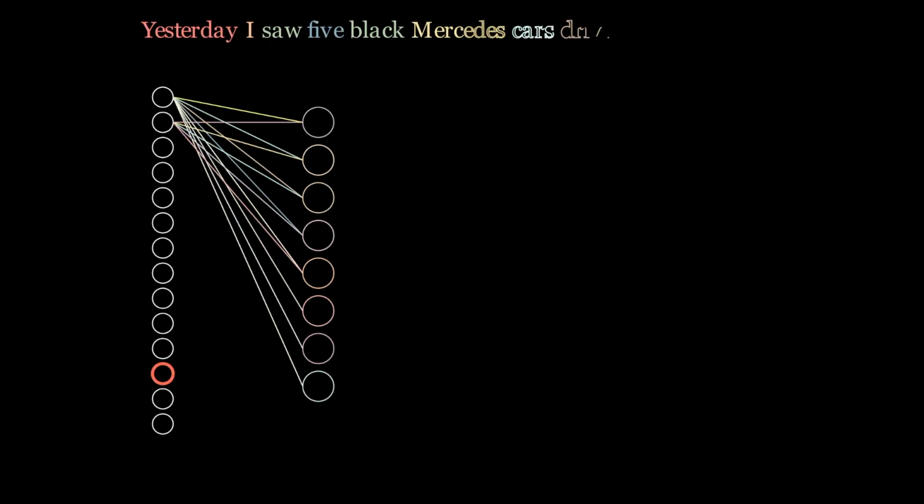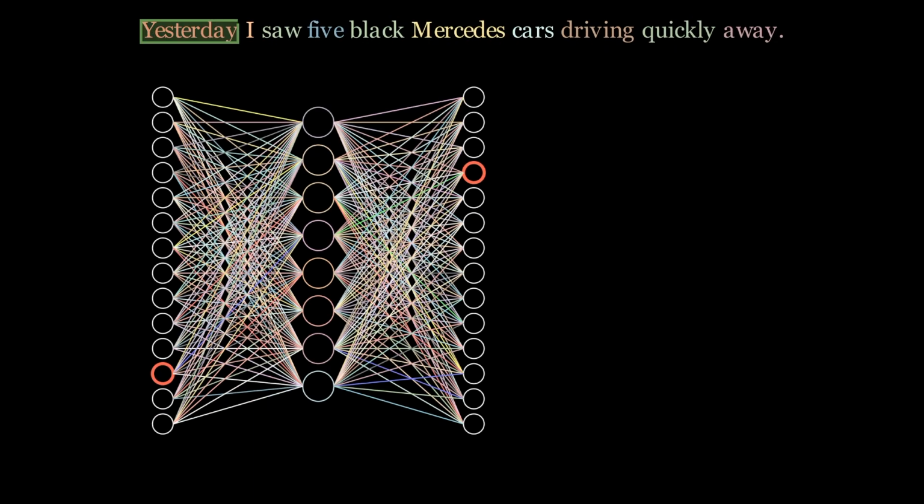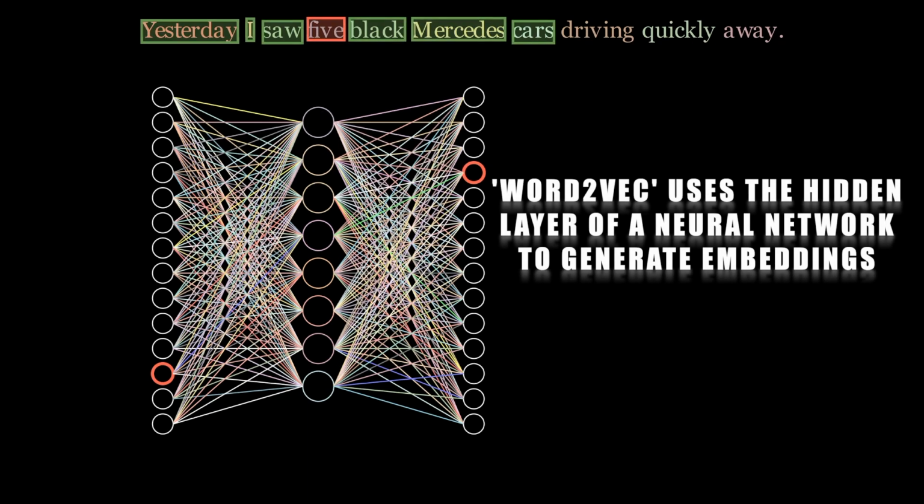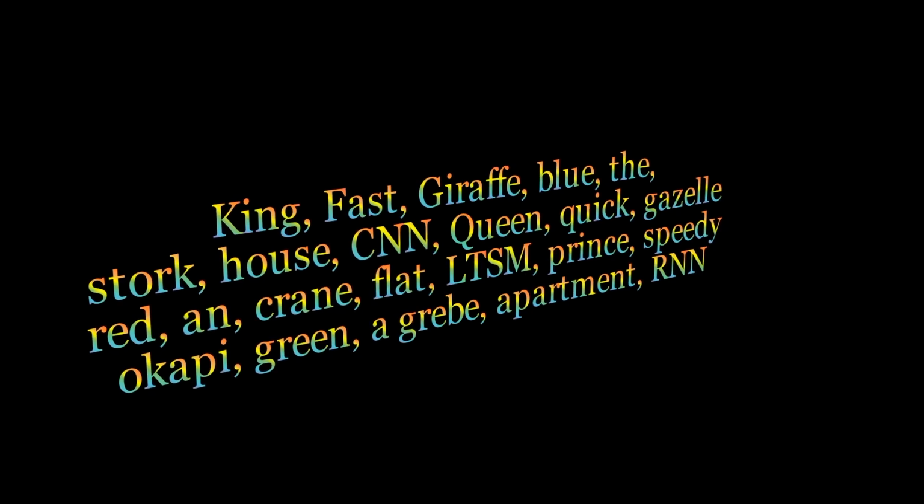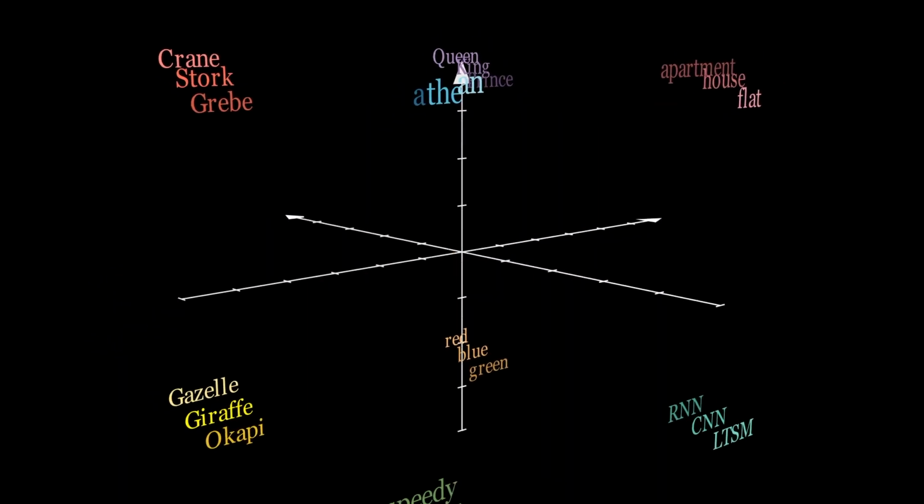So how are word embeddings generated? One popular method is called word-to-vec, which uses a neural network to learn the relationships between words based on their context. It puts words in a multi-dimensional space with words that have similar meanings close to one another.